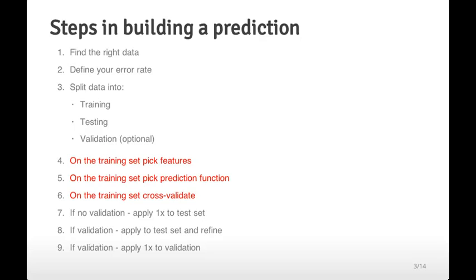So this is going to be focusing on these three components of the process of building a prediction function. First, we're going to be talking about picking features, picking prediction functions, and using cross-validation to be able to determine which of those features and predictive functions are going to work best.